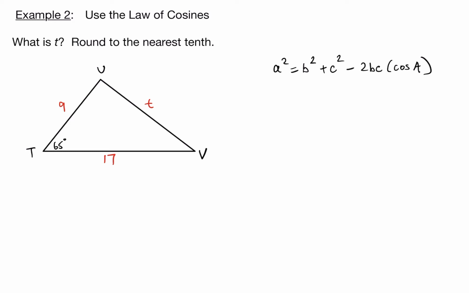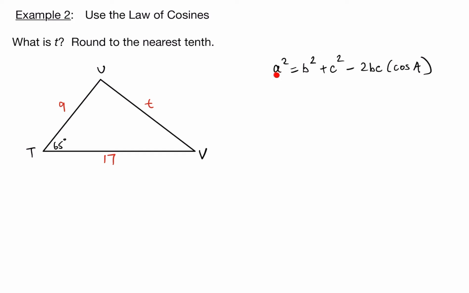cosines. Okay, so as I said before, we want to focus on the angle and the sides that make up the angle. So these are side TU and side TV. They make up this angle 65, okay? And so we're looking for the length of side T, and so we're going to use this law of cosine to solve for that, okay?